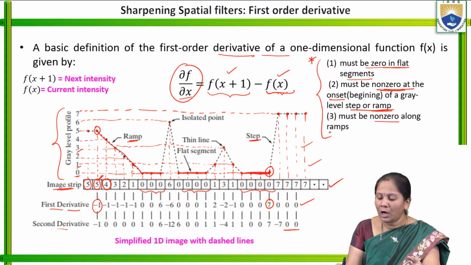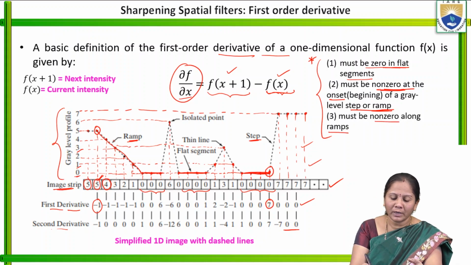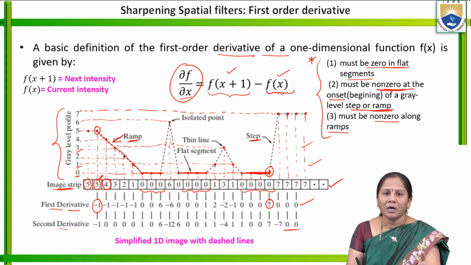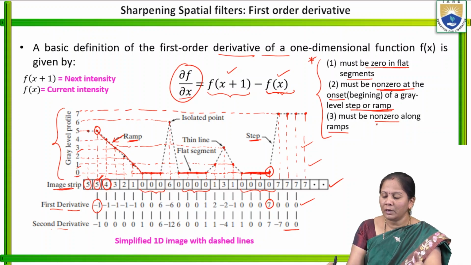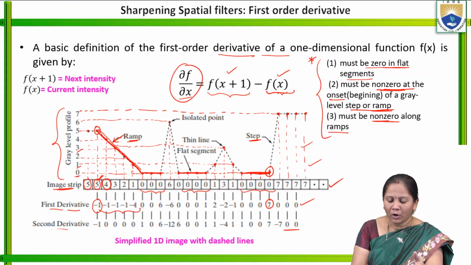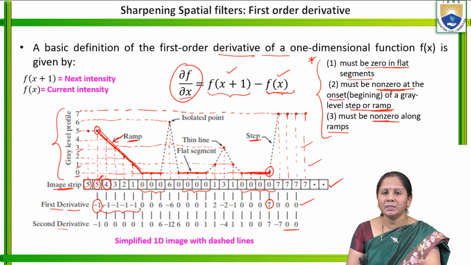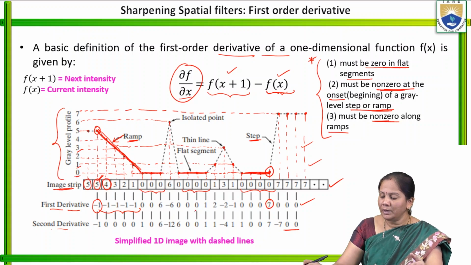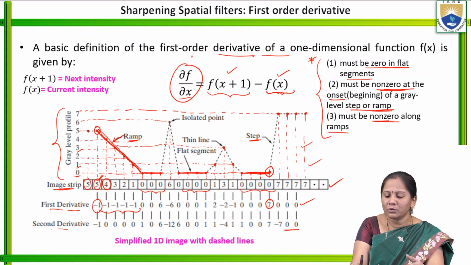It must also be non-zero along the ramp. So if we consider this is the ramp signal, along the ramp, if you apply the first order derivative, the values we are getting will be non-zero. This is throughout the ramp. The values we are getting here are all -1. That means it is a non-zero value. So if we apply the first order derivative throughout the ramp, the values we will be getting are non-zero. This is for the first order derivative.